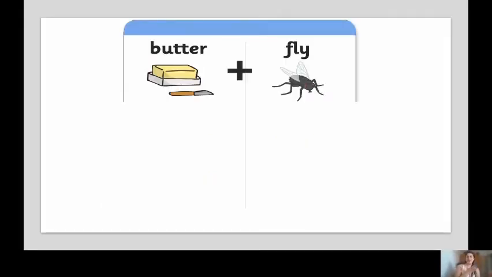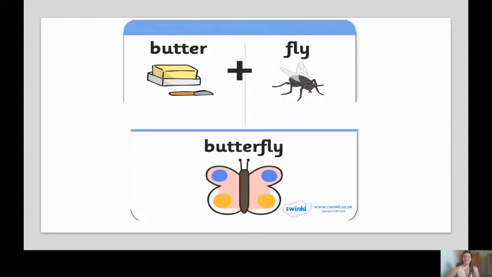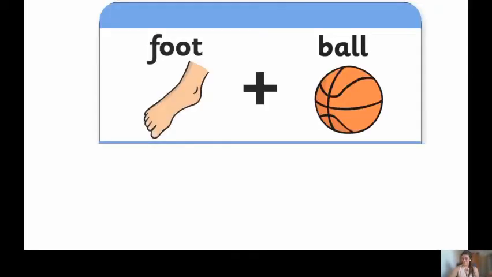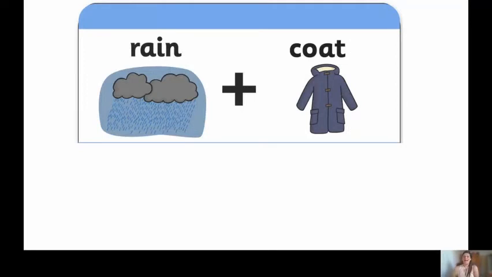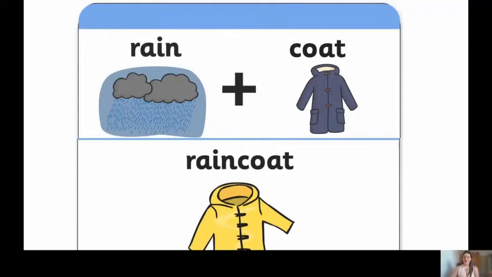So I have butter and fly. What compound noun can we make? Butterfly. I'm sure many of you will guess this. Foot and the word ball. What compound noun can we make? Football. Rain and coat. What word can we make? Raincoat. Well done, children. Let's take a look at our next exercise.